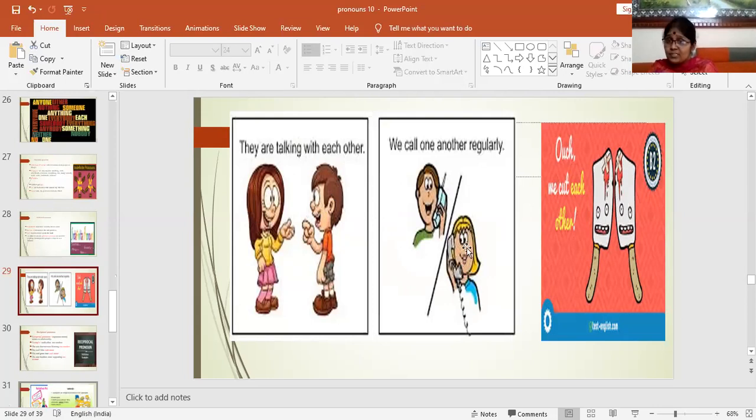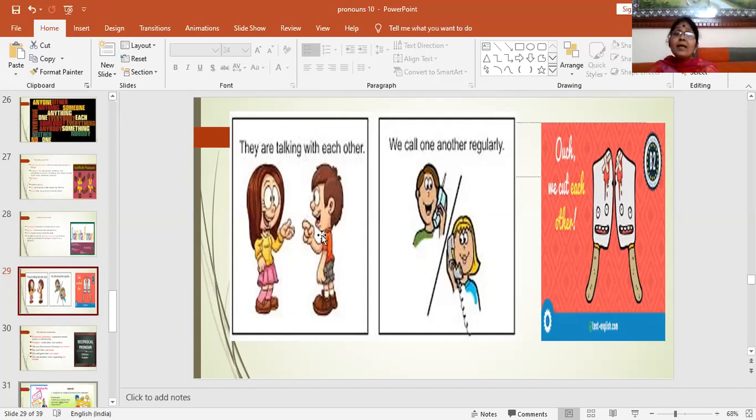Is it only this person doing? No. She too calls and she too calls. So the action is reciprocal. Ouch! We cut each other. You cut me, I cut you. So the action is reciprocal, right? So whatever is done by both of them equally.